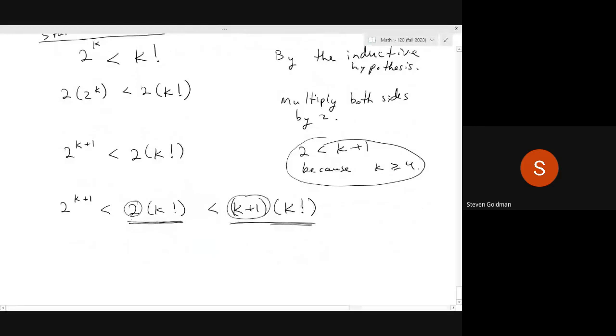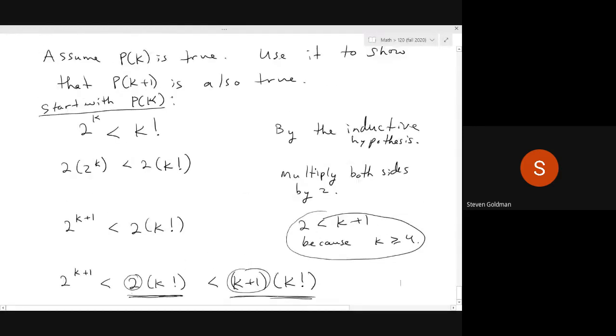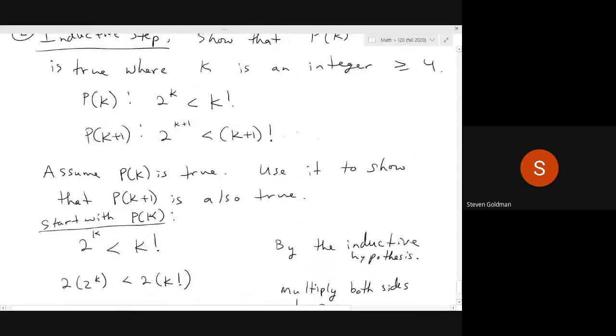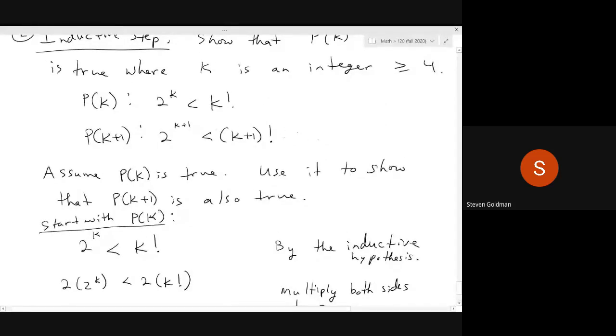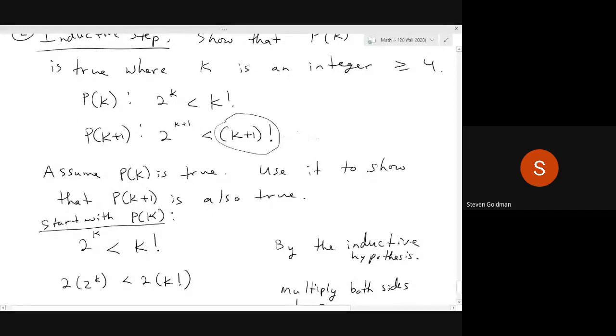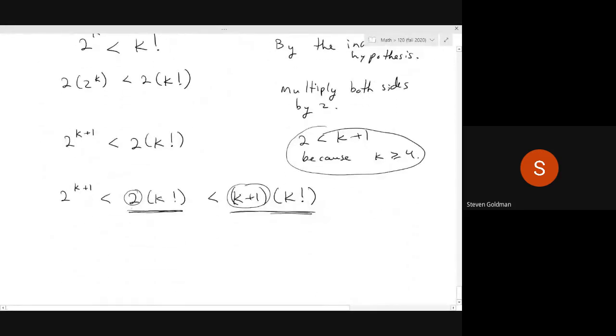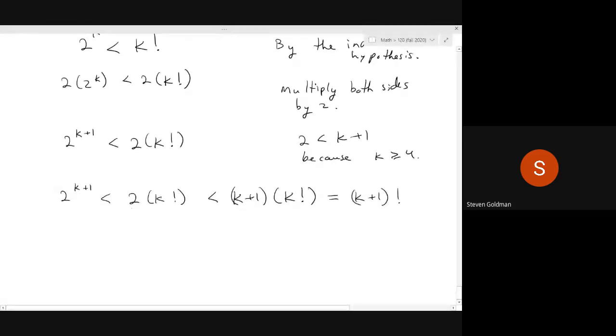All right, now why did I choose k plus 1 to put over here? Because I'm keeping in mind, let me scroll back for a moment, you've got to keep in mind I want to get from k factorial to k plus 1 factorial. What do I have here now? Now I've got k plus 1 times k factorial. K plus 1 times k factorial is the same thing as k plus 1 factorial.